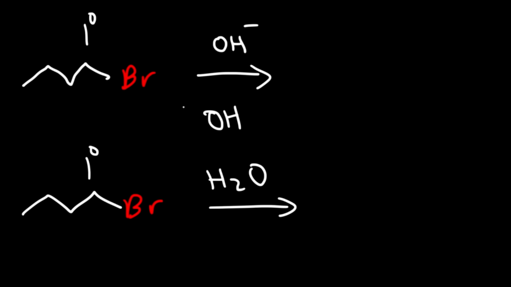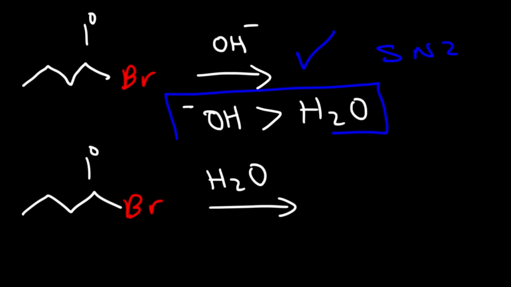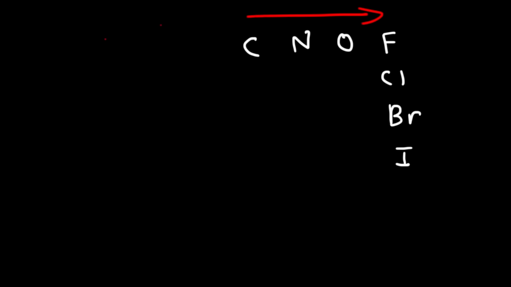Because hydroxide has a negative charge, it's a stronger nucleophile than water. Therefore, the first reaction will work faster in an SN2 reaction. So this reaction is better because hydroxide is a stronger nucleophile than water. On the periodic table, we have elements such as carbon, nitrogen, oxygen, and fluorine, and then below that chlorine, bromine, and iodine. So going towards the right, nucleophilic strength increases. So for instance, NH2 minus is a stronger nucleophile than OH minus, which is stronger than fluoride.